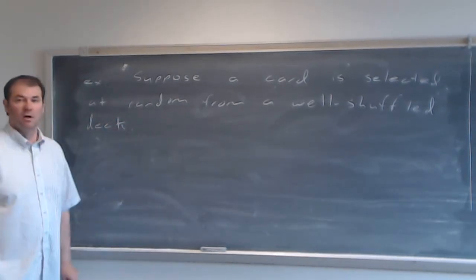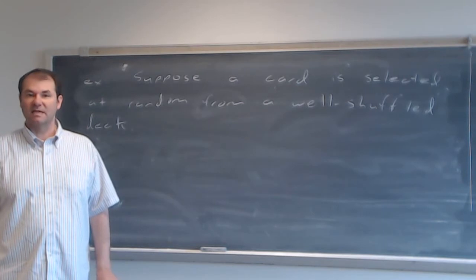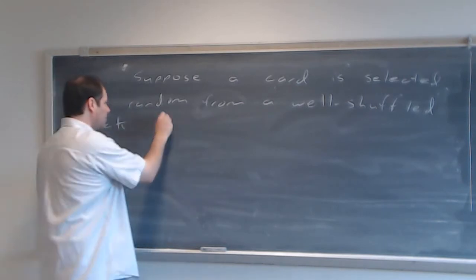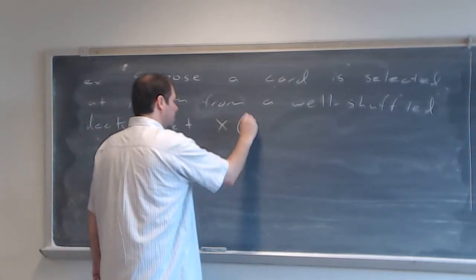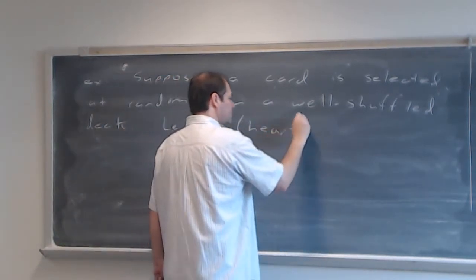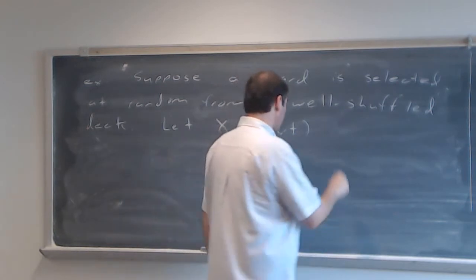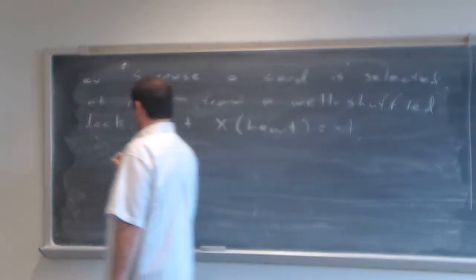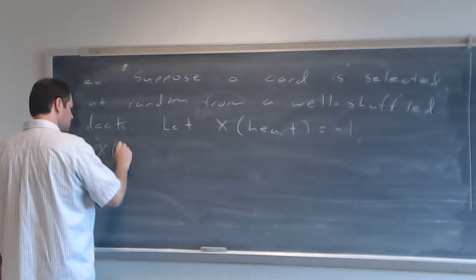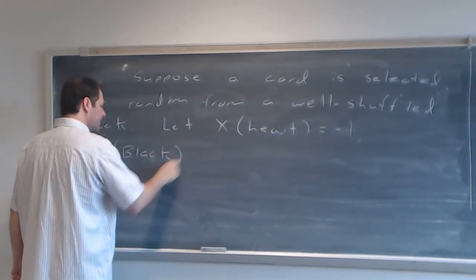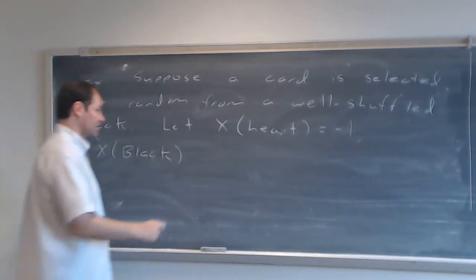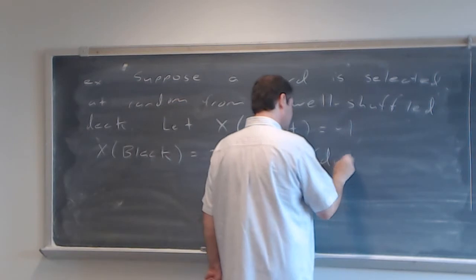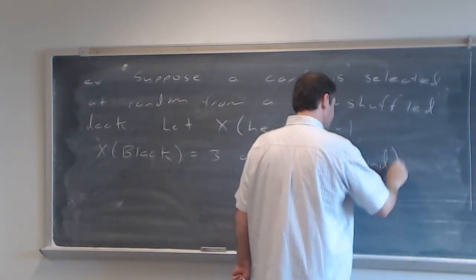So there's 52 outcomes in our sample space, but I'm going to define a random variable here generically. I'm going to say that X of a heart, so I'm just defining X on 13 of the possible cards, is equal to -1. X of a black card, so I'm defining X on 26 of the cards, is equal to 3, and X of a diamond is equal to 2.